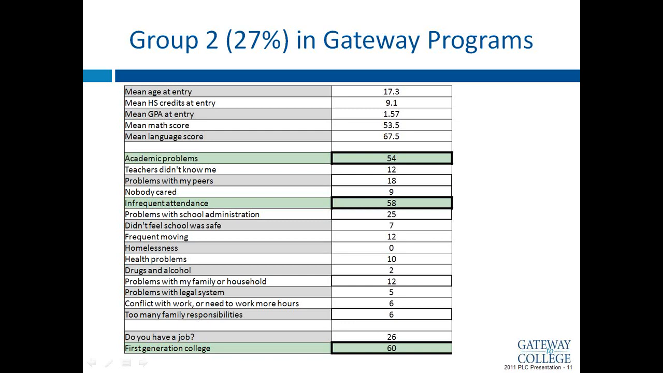Okay, so this is our second group, and in a lot of ways this is the group that has really caught my interest. They are a little older than our first group. They're just over 17 in general. They have a higher GPA, 1.57. They're coming in above the average Gateway GPA.